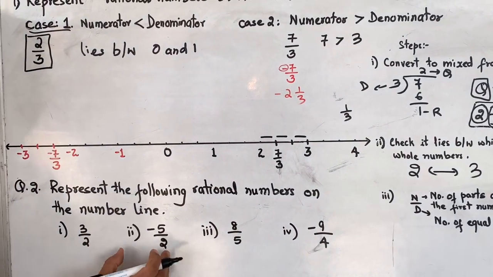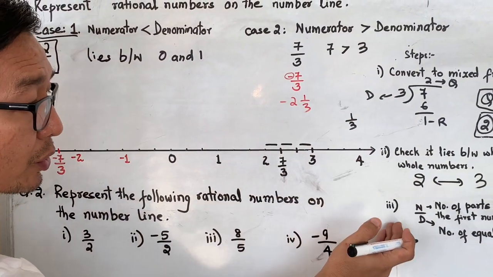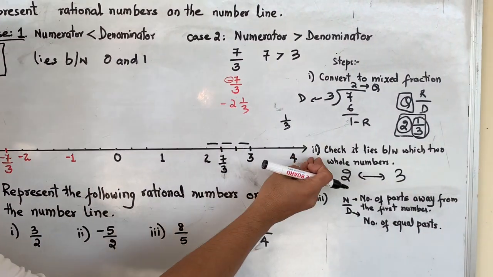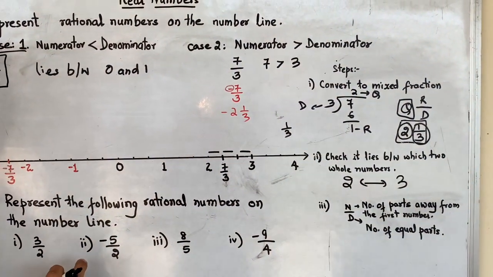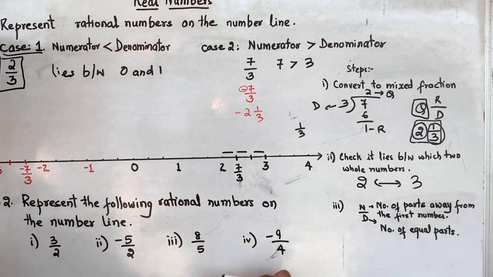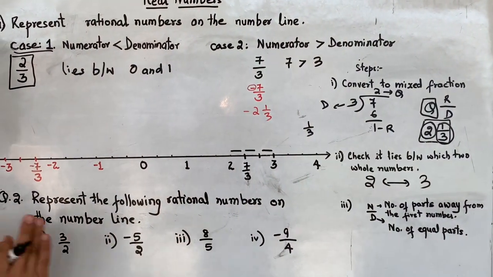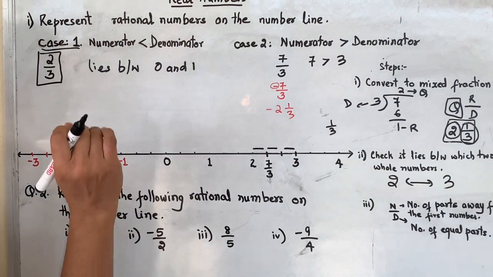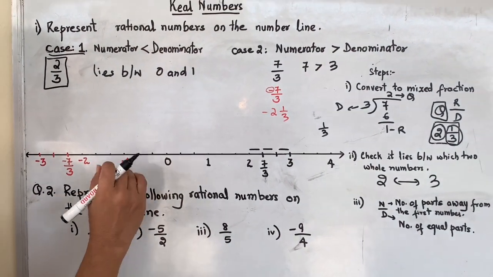Step to follow: convert to mixed fraction. Only this is how we represent a fraction number when the numerator is greater than the denominator on the number line.